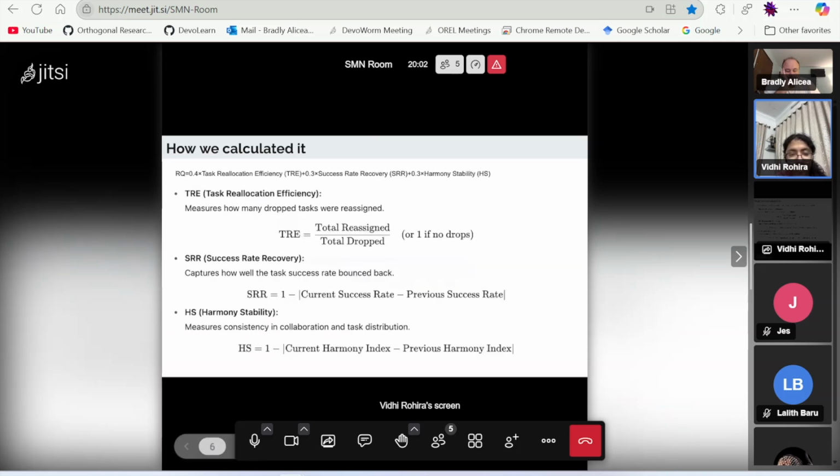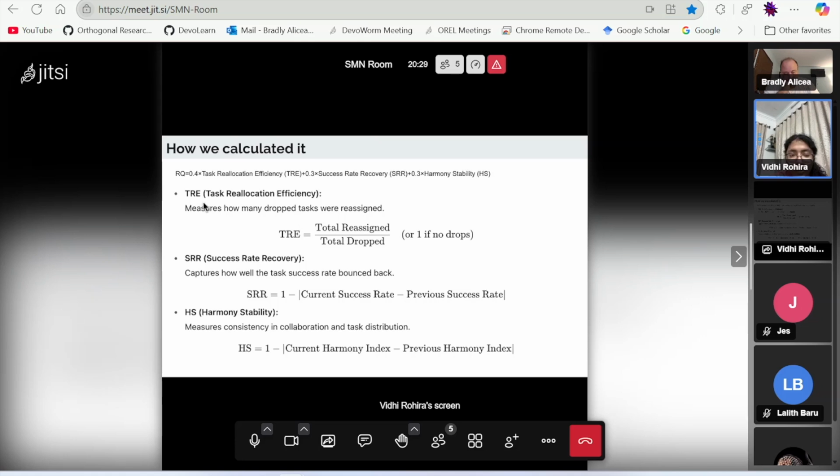So how we calculated it is similar to how we calculated the harmony index from the same paper: there's a utility, and then we have alpha 1 into utility 1 plus alpha 2 into utility 2 plus alpha 3 into utility 3. The summation of all these alphas is equal to 1, like 0.4 plus 0.3 plus 0.3. And these three are the utilities that we have taken.